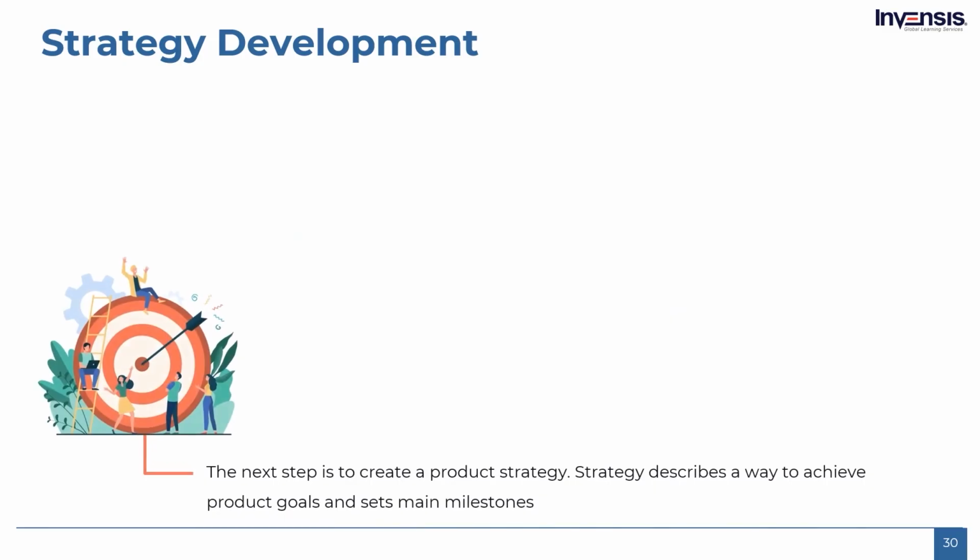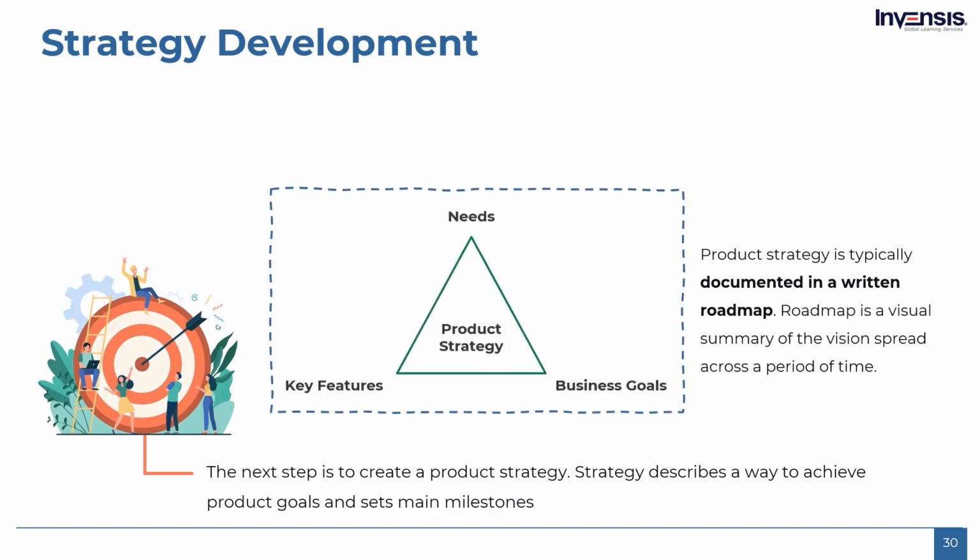The next step is strategy development. By now you already have the vision, know the market, and understand customers' needs. The next step is to create a specific product strategy. While a vision defines the goals for a product, strategy describes a way to achieve them and sets main milestones. This must be a clear and realistic plan for the team that works on a product. Your product strategy should define the main features of a product, users and their needs, and key performance indicators, KPIs, that the product must meet.